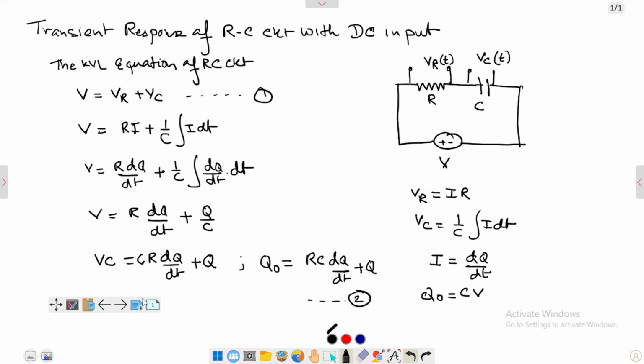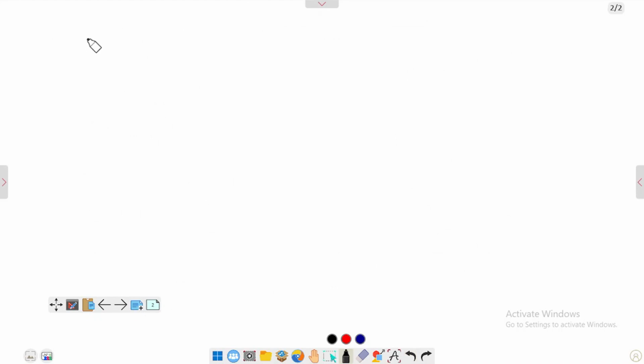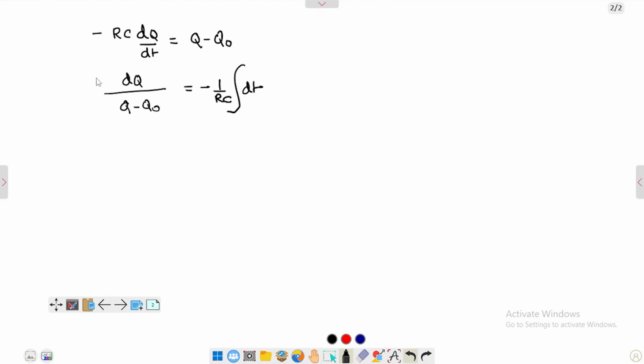So I will go to the next page and I will try to solve the equation. So first of all, what I will do is I will bring my q naught to this side, and so my equation becomes minus RC dq by dt equal to q minus q naught. So I can write down this equation in this format: dq by (q minus q naught) is equal to minus 1 by RC into dt. So I will do the integration on both sides.